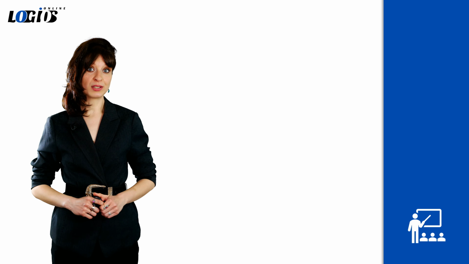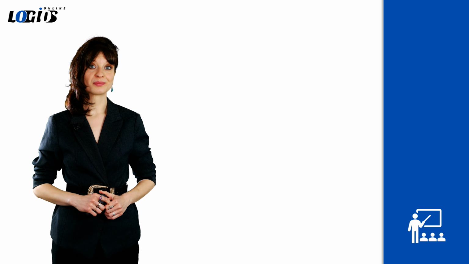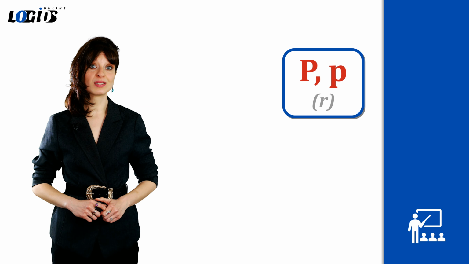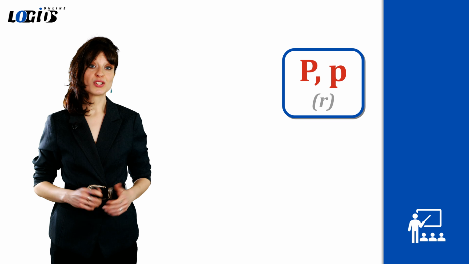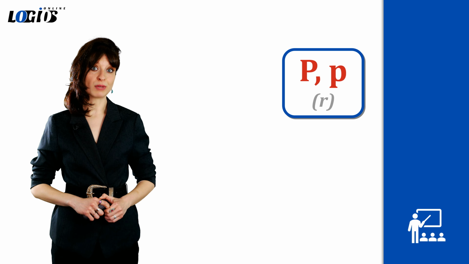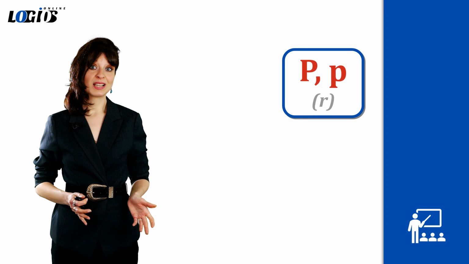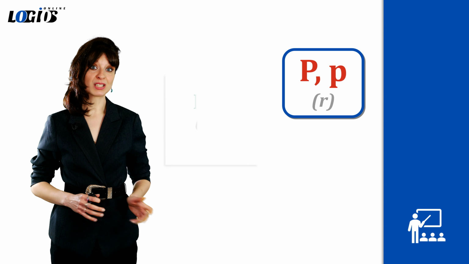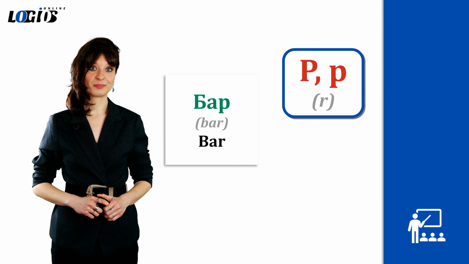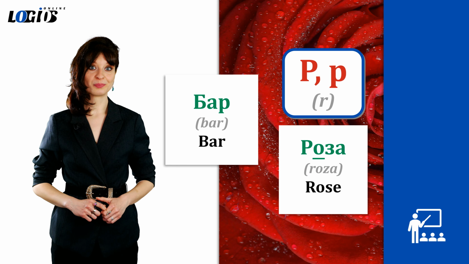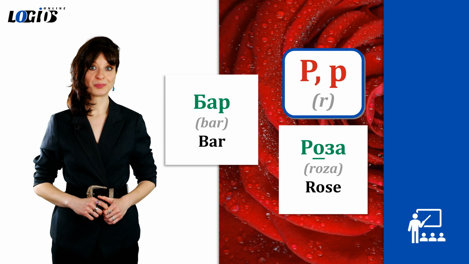And our last letter for today is this one. It's written like an English P, but in Russian it's pronounced R. So you have to roll the letter R in Russian. R, like in the words bar, a bar, or роза, a rose.